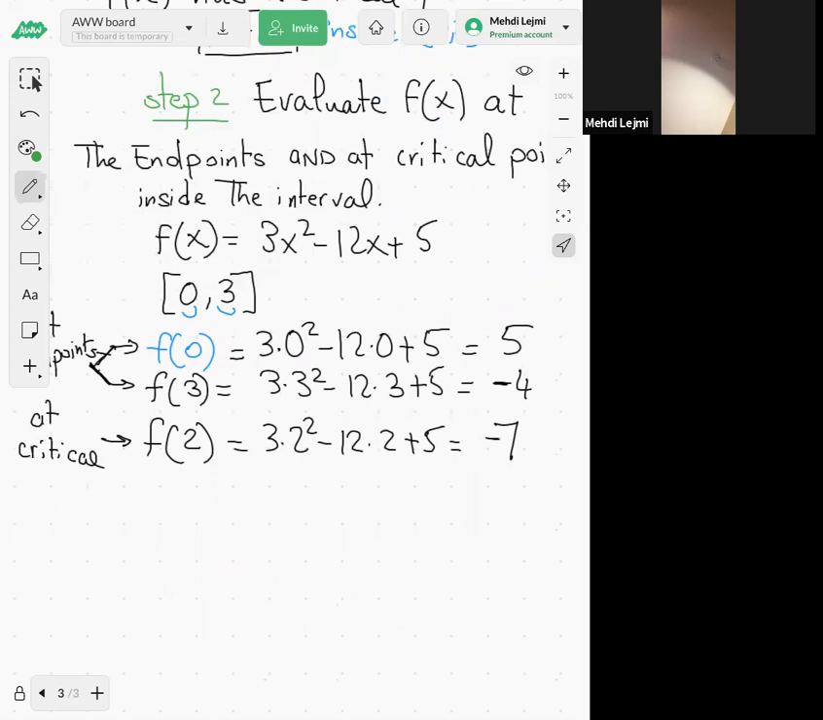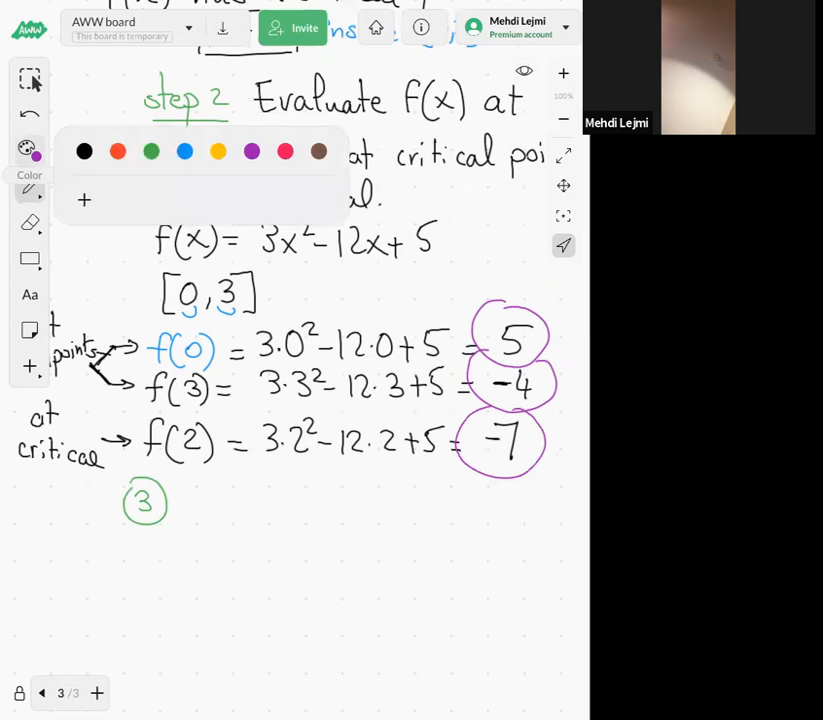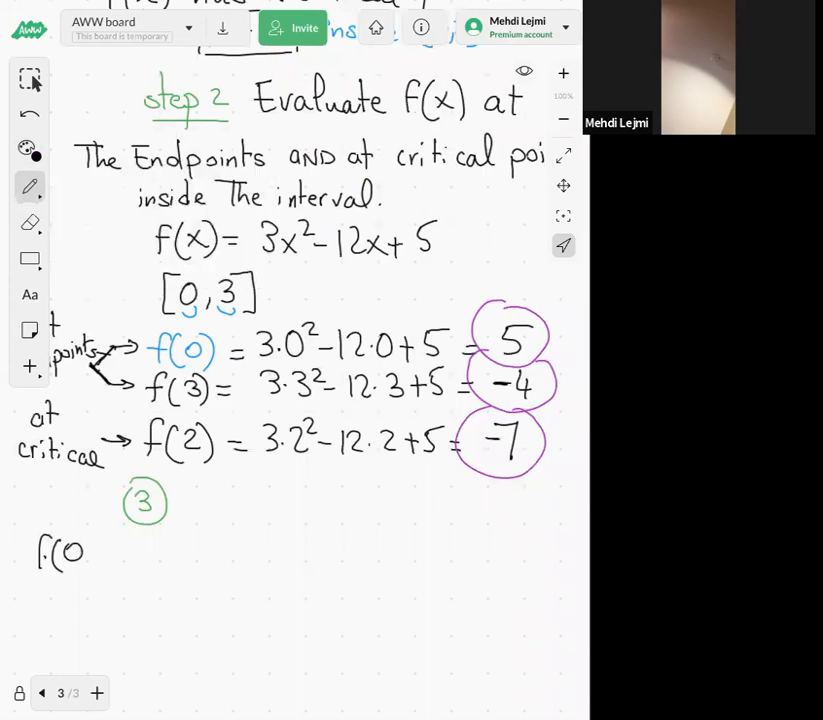and which one is the smallest value. Let's start with the largest value. I got 5, I got negative 4, I got negative 7. So as Austin said, the largest value would be 5. So f of 0 is 5. That's the largest value.